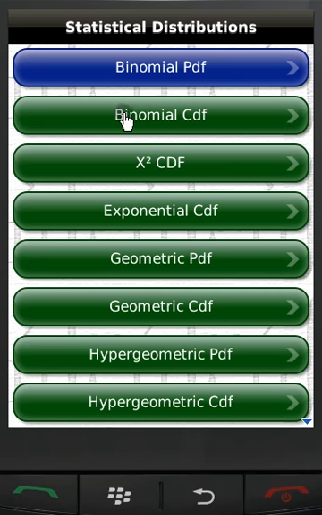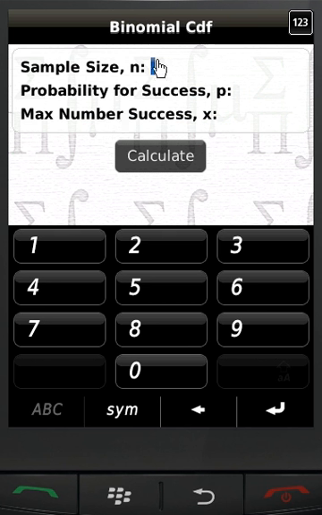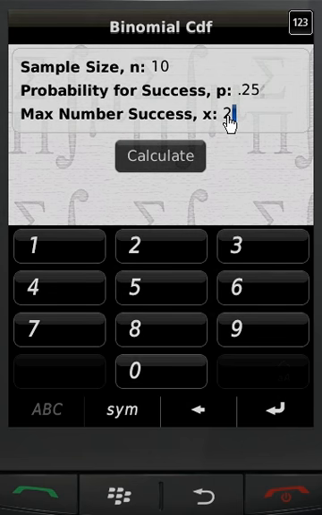Next, I would like to work the binomial CDF. Now this is for the cumulative density function, where we're looking for a cumulative number of successes. So if we still have 10 trials and we still have a 25% chance of success, and we enter a 2, this would mean we're trying to find the number of successes of 0, 1, or 2. Any of those would be considered a success. That's why it says the maximum number of successes, x, is 2.